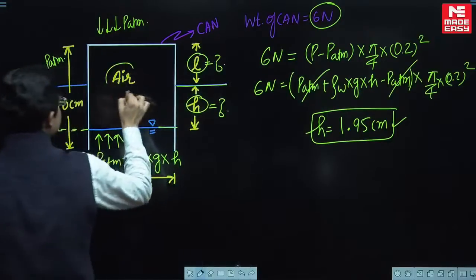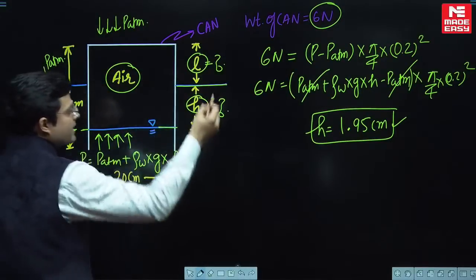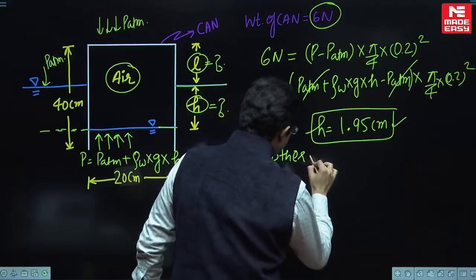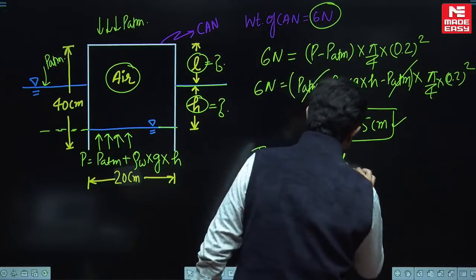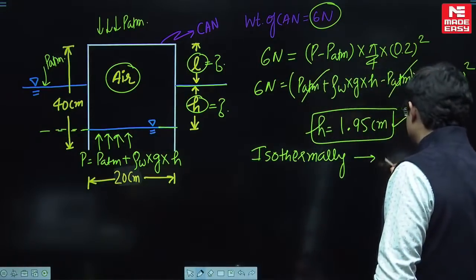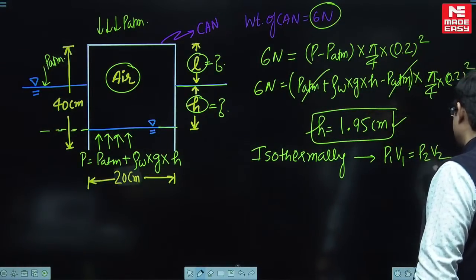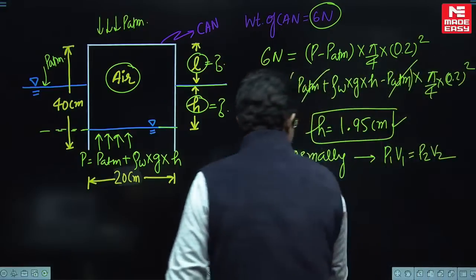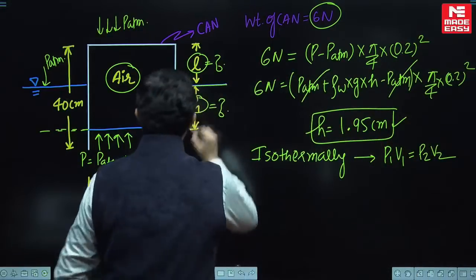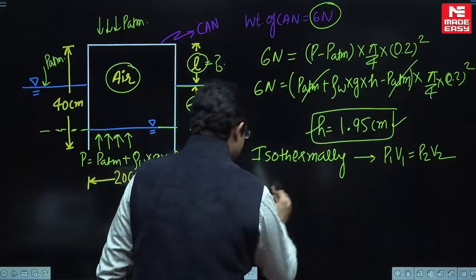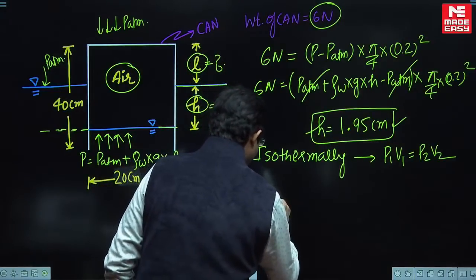Now come on for the next part. If this is air inside and the air is getting compressed isothermally, for isothermal compression everybody knows P1 V1 is equal to P2 V2 for air. Okay, so let us apply. What is the initial pressure of the air inside the can when it is not dipped into water? Initial pressure is going to be P ATM.